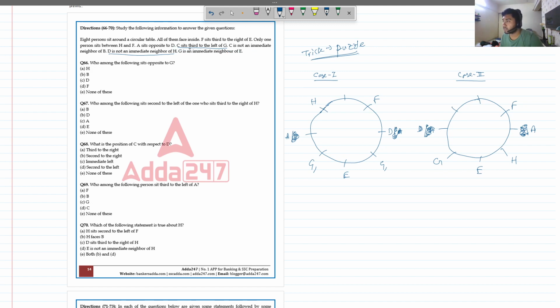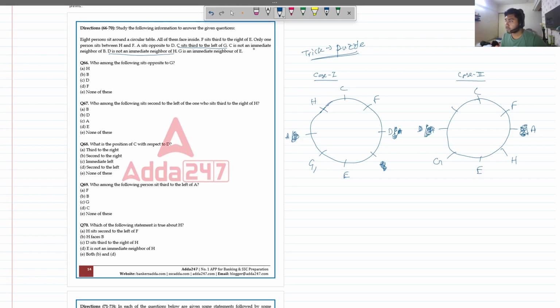Okay, and C sits third to the left of G. C sits third to the left of G. If G sits over here, first, second, third, so C has to sit over here in this scenario. And in this scenario, if G is sitting over here, first, second, third, already taken by A. That means G is not sitting over here. G is sitting here only. If G is sitting over here, first, second, third, this is where C sits.